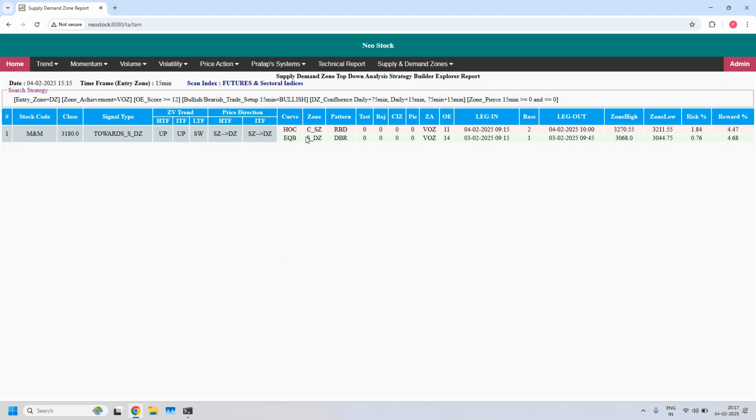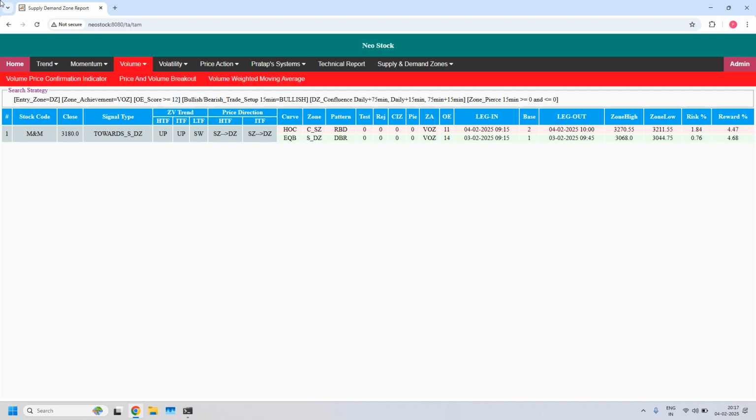So in this, 15 minutes demand zone is overlapped with 75 minutes demand zone. Both together again overlapped with daily demand zone. And the daily trend is uptrend, HTF uptrend. If the daily demand zone is having daily EMA confluence, then this 15 minutes demand zone is a high probability trade setup. Let's verify.